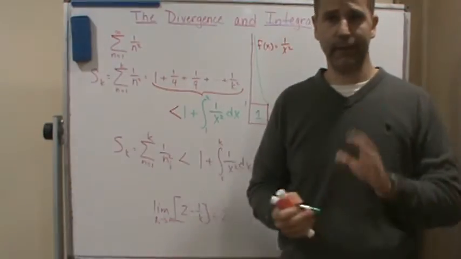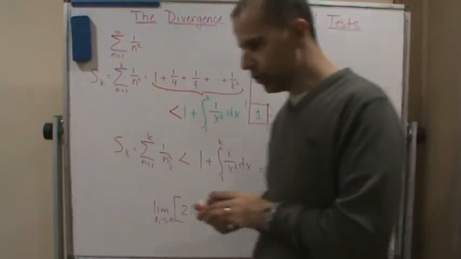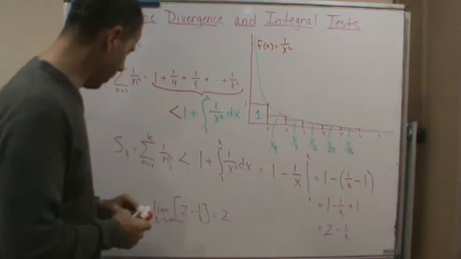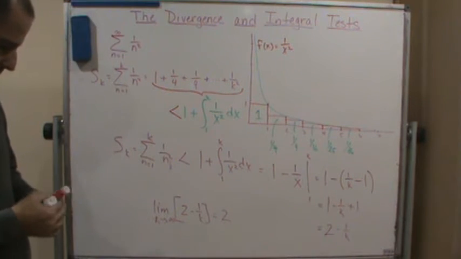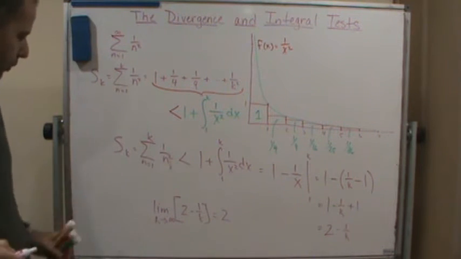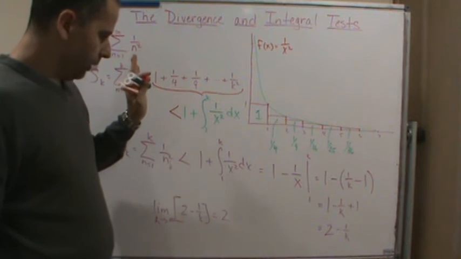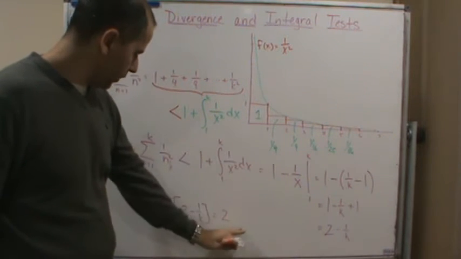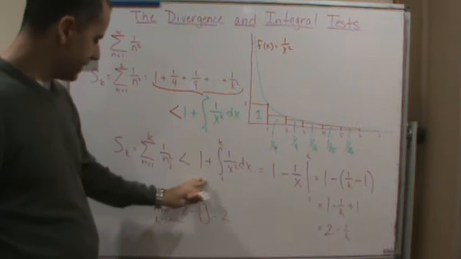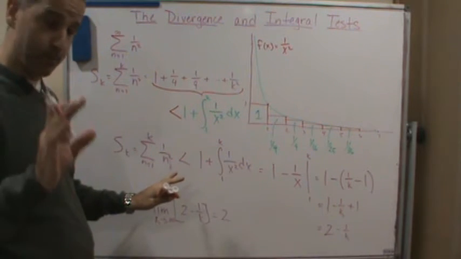Okay, one more thing I forgot to add. So we're not quite done yet. Okay, so one thing I forgot to say, I misspoke. We can conclude that this sequence of partial sums is bounded.